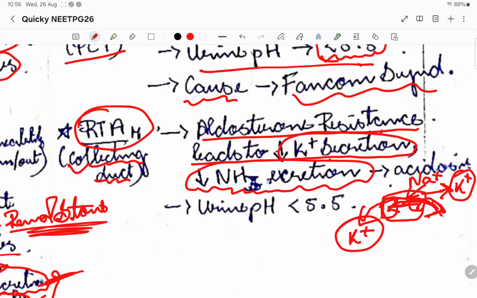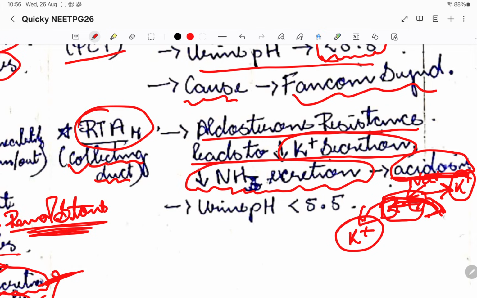If too much potassium is being lost because of the secretion that is happening, it will lead to hypokalemia, and the ammonia cannot be excreted out. This will lead to acidosis. Ammonia is very bad to our body. We had already discussed it in biochemistry. So ammonia is very bad.